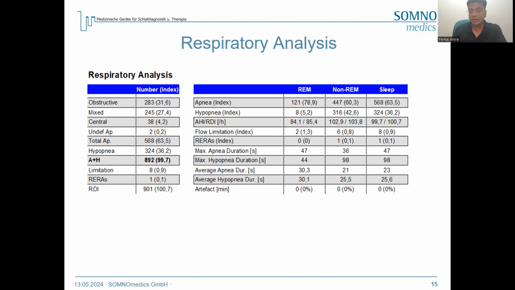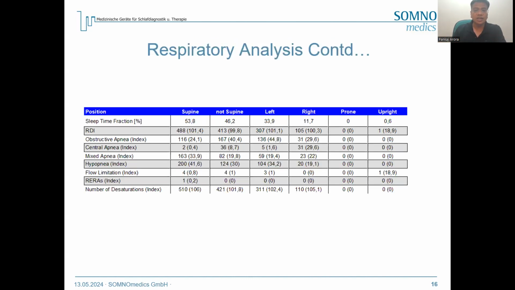So you can actually say whether it's a REM-dominated obstructive sleep apnea or a non-REM-dominated obstructive sleep apnea. It also gives you the complete respiratory report, and whether the events are happening during supine position or a non-supine position, that is, a lateral position.